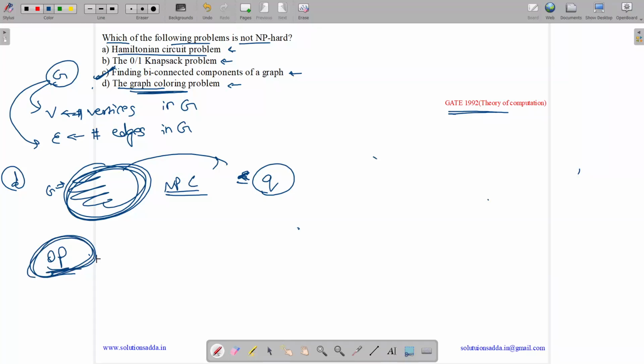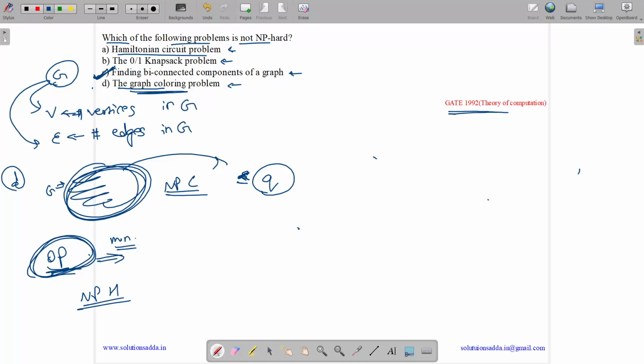So the optimization problem is an NP-hard problem, as we need to find a coloring with a given number of colors. And that should be the minimum coloring, the minimum number of colors. So this is an NP-hard problem. So option D is also NP-hard, A is NP-hard, B is NP-hard.